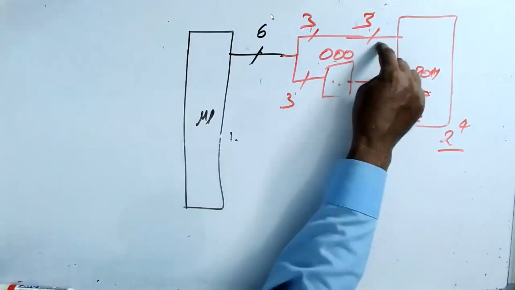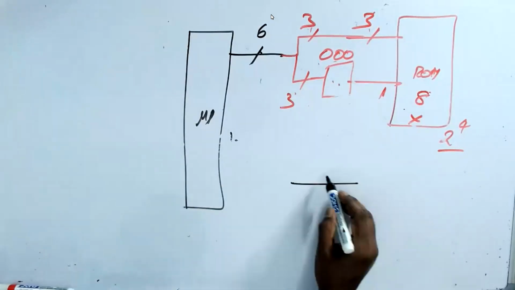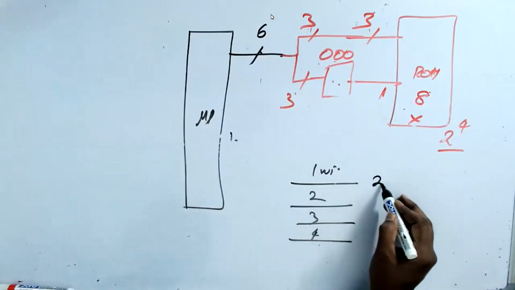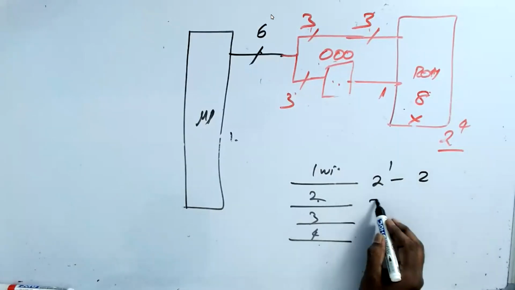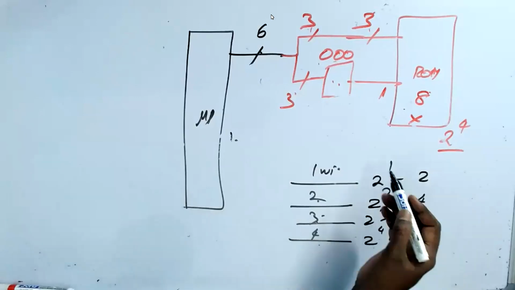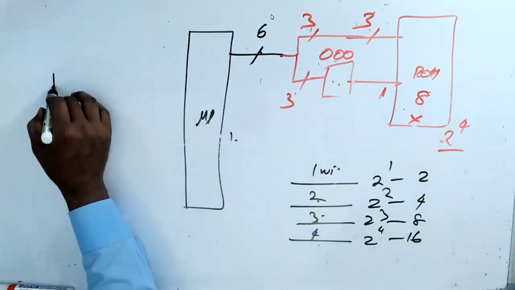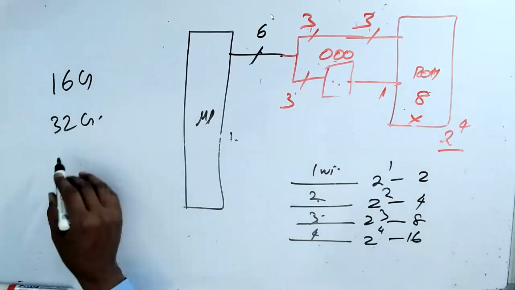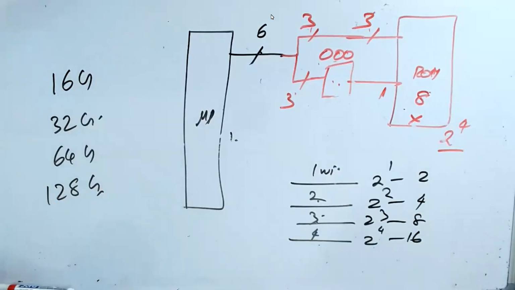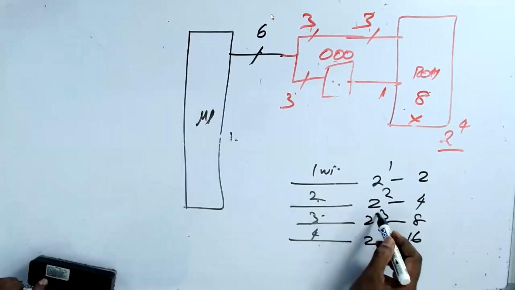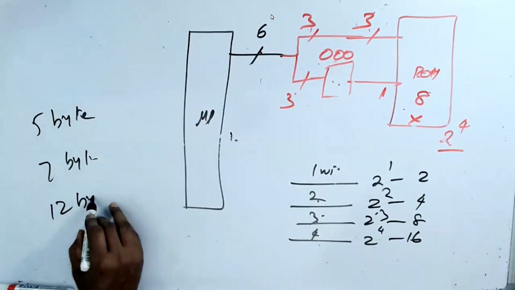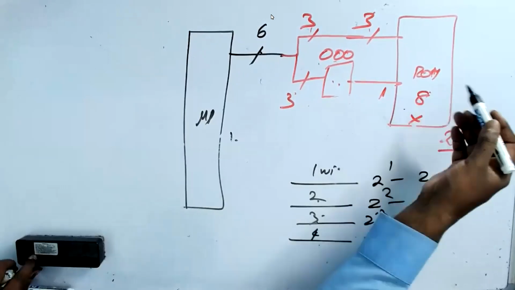What I'm trying to say is, please understand the wires are physical. You can have 1 wire, 2 wires, 3 wires or 4 wires. 1 wire means 2 power 1, 2 locations. 2 wires means 2 squared, 4 locations. 2 power 3 means 8 locations. 2 power 4 means 16. That's why if you see a memory, you get 16G, 32G, 64G, 128G. Gigabyte. I cannot have a 5 byte memory, I cannot have a 7 byte, I cannot have a 12 byte.